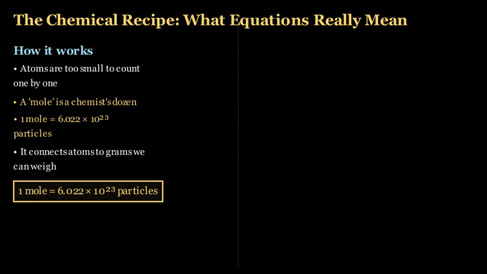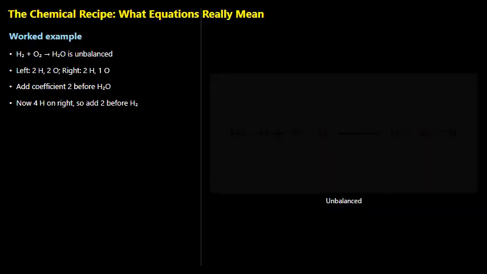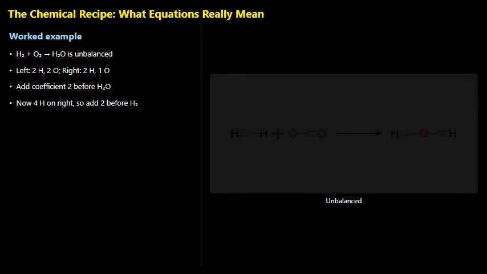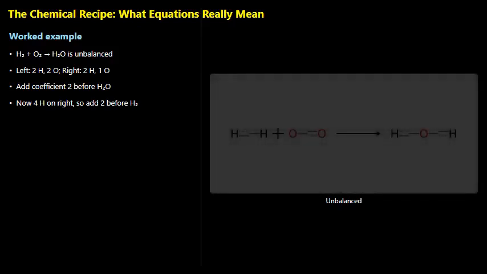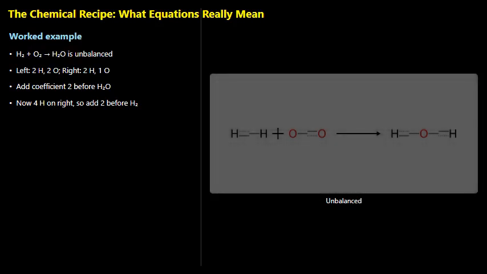Let's fix the recipe for water. We start with H2 plus O2 makes H2O. Count the atoms. On the left we have 2 hydrogens and 2 oxygens. On the right, 2 hydrogens but only 1 oxygen. An oxygen atom has vanished, that can't happen.